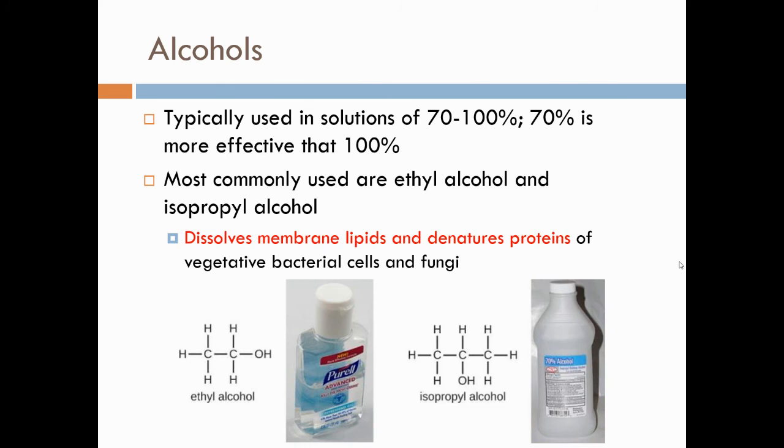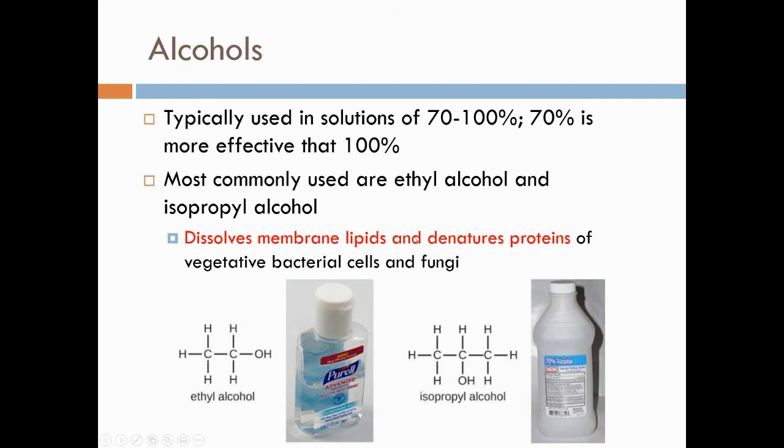Alcohols. So alcohols are interesting because for most of these chemical compounds, the higher the concentration, the more effective they are. With alcohol, they're most effective at around 70% concentration. So at less than 100, more than 50, but less than 100% concentration is where they are most effective. Ethyl alcohol, isopropyl alcohol, rubbing alcohol are the most commonly used forms. We can use them as antiseptics. We can also use these as disinfectants, so on surfaces or on tissue.